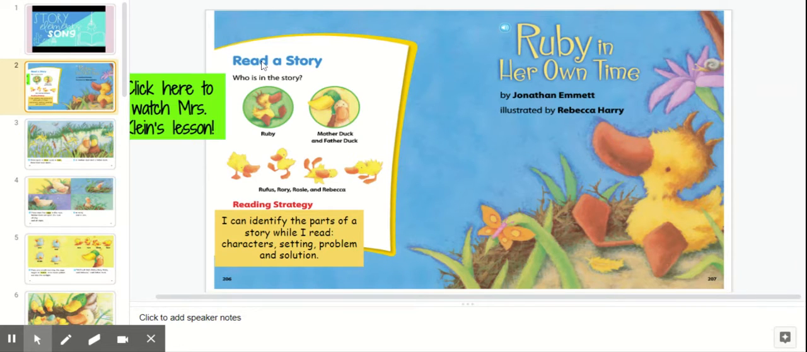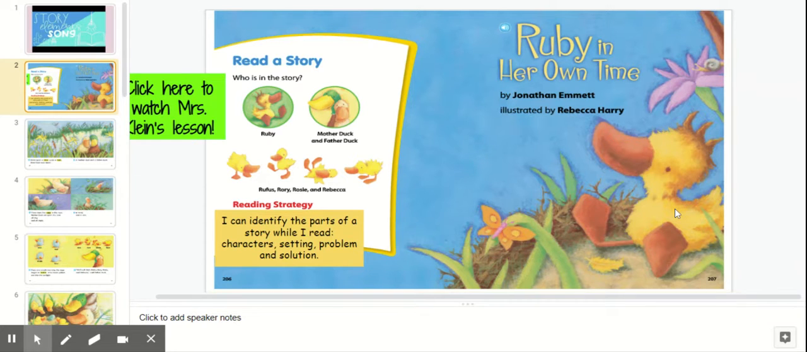The characters, those are the people or the animals who are talking in the story. The setting, that's the place or when the story is taking place. And the problem, what goes wrong for the character. And the solution, how does the character solve his or her problem? Okay, so let's listen to the story.